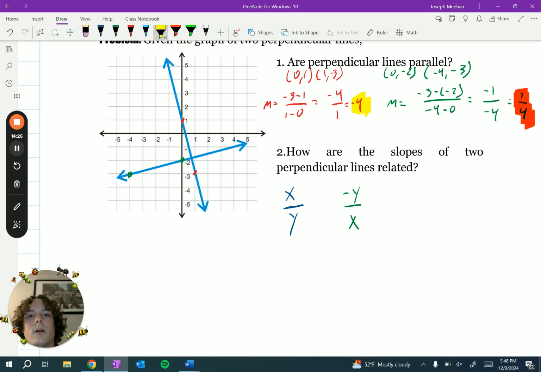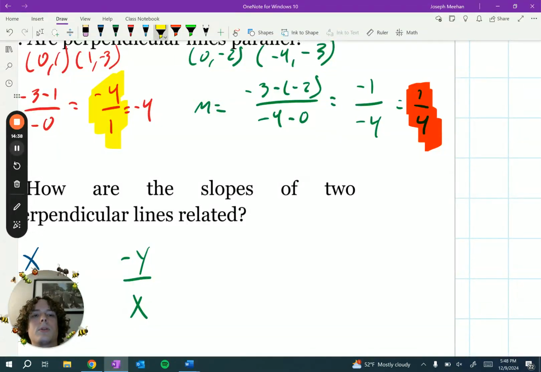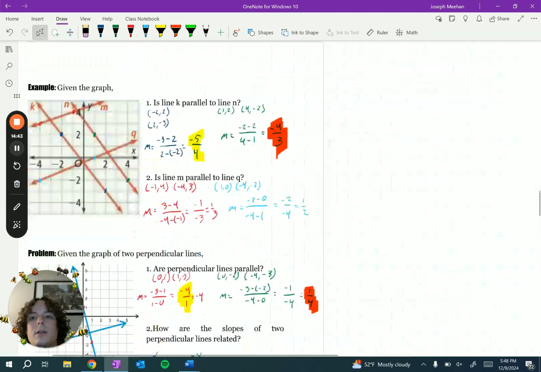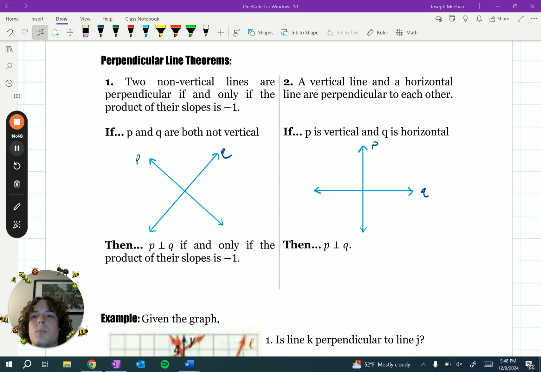So look at this. If you look at our yellow highlighted area, right here, we have -4 over 1, right? So pretend that -4 is x and pretend that 1 is y. If you then look at the red highlighter over here, it's flip-flopped, so it's the opposite reciprocal. So now it's 1/4. So you can see that we just showed the slopes of two perpendicular lines are related because they're opposite reciprocals of each other.